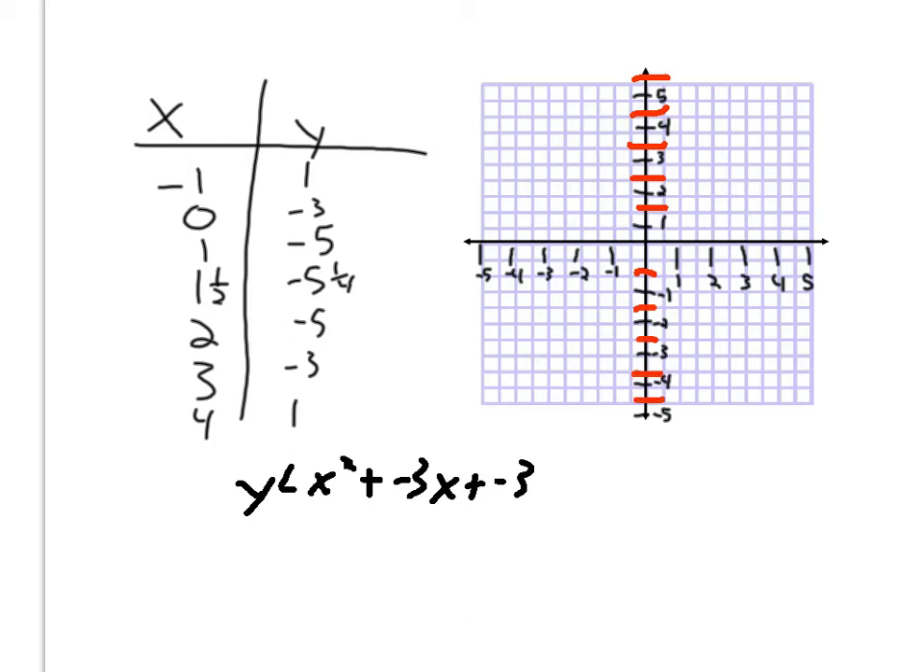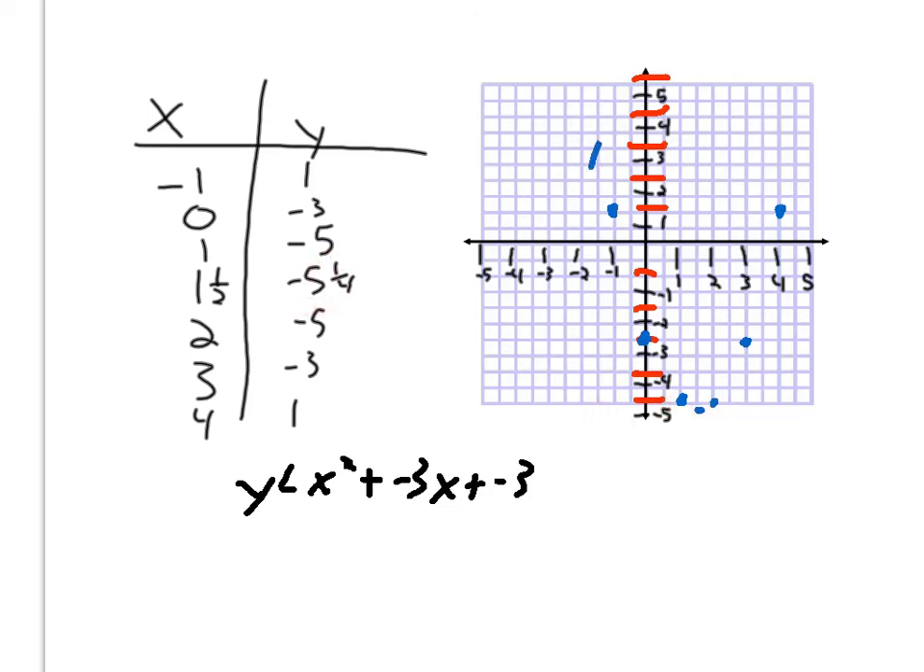So I'm going to plot the points. Negative 1, 1 goes here. 0, negative 3 ends up here. And again, sorry about that. 1, negative 5 ends up here. Now my vertex is going to be slightly off the grid here. That's okay since it's so close. It's at 1.5 and negative 5 and 1 fourth. And then I got 2, negative 5, and 3 and negative 3, and 4 and 1. And with that vertex, I would caution you to try not to do that and get it off the grid. But since this one's so close to where it ends anyway, it's not too big of a deal.